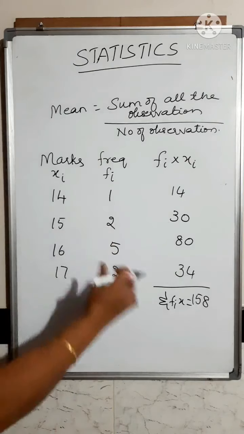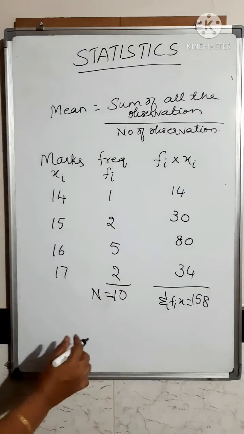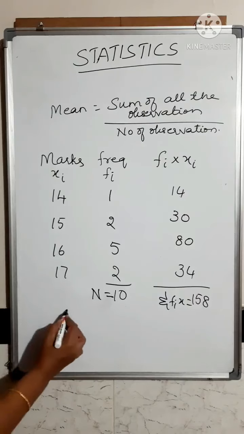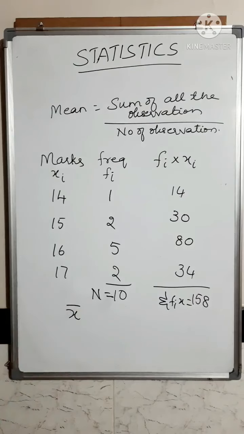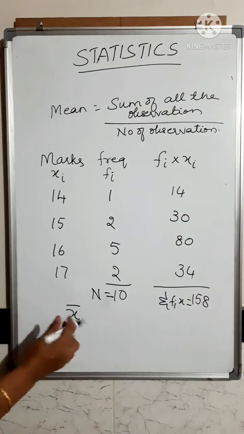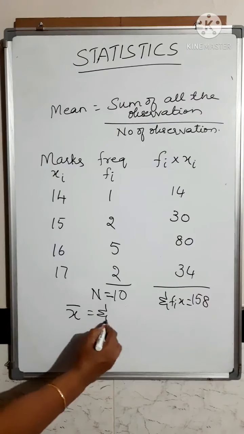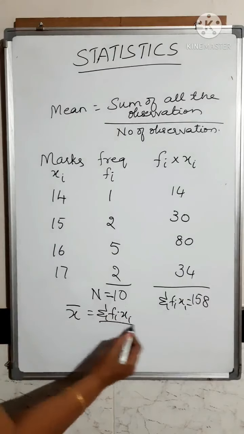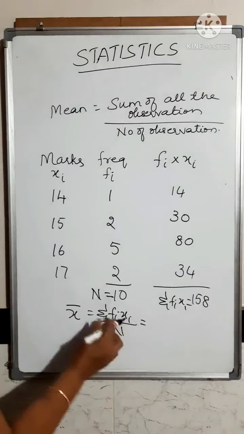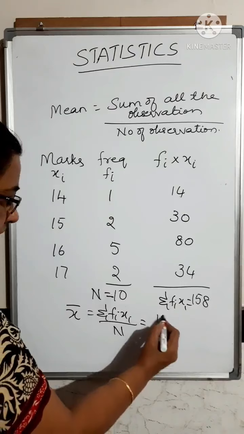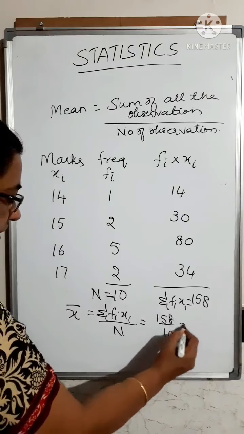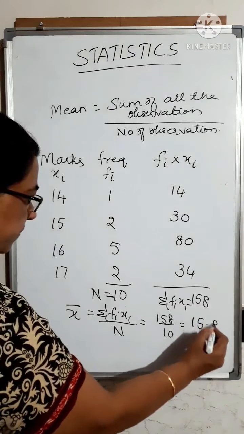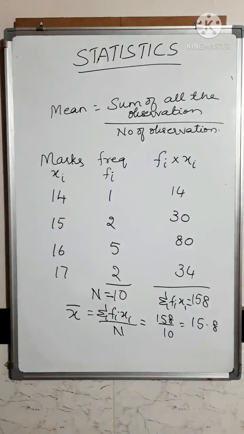Then after you find these two columns, you have got a simple formula to find out the mean. Mean is represented by x bar, x with a bar on the top of it, which is given by sigma fi xi, that is this one, upon n. So sigma fi xi is 158. That you have to divide by 10 and write the answer. You will get it as 15.8. So you will get the average marks of the students is equal to 15.8.